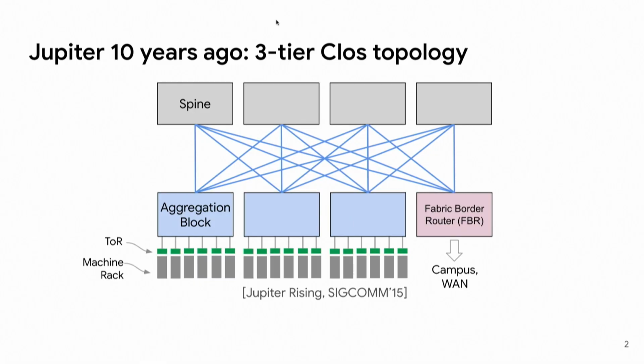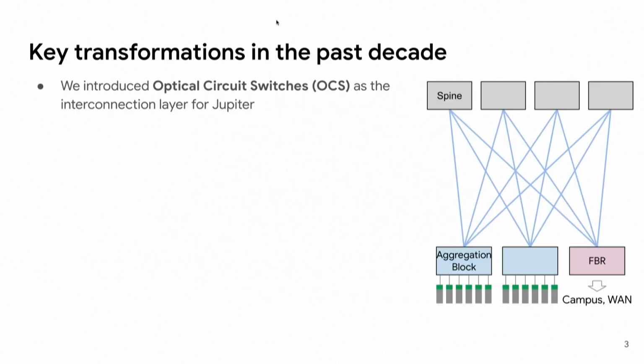10 years ago, we started off by building Jupyter in a classical 3-tier cloud topology, where machine aggregation blocks are interconnected by a layer of spine switches, providing more or less uniform bandwidth across tens of thousands of servers. A special block called Fabric Border Router, or FBR, provides the egress connectivity to campus and wide area networks. So what has changed in the past decade?